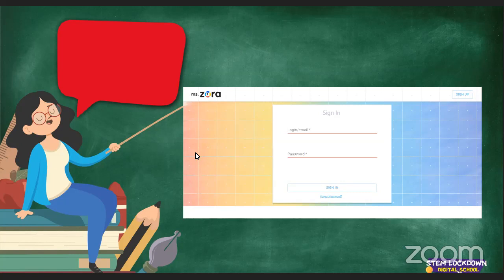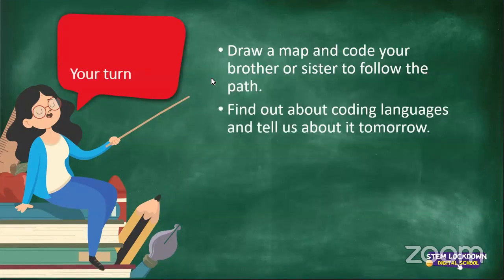So let me go back to my PowerPoint. All right. So the first thing that we need to do is we need to have a plan. So your homework for now is draw a map and code your brother or sister to follow the path. Okay. So you can decide if you want your brother or sister or yourself to just walk around in your house, or if you want them to do a certain activity.